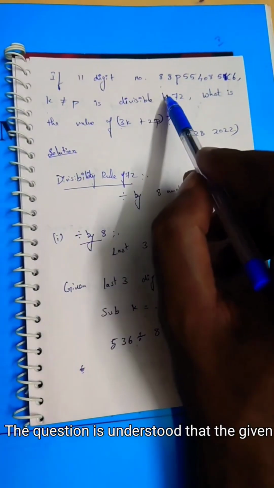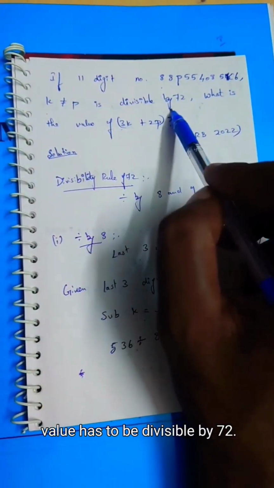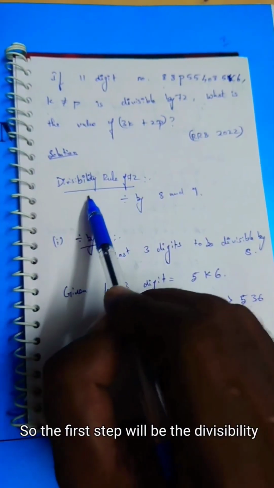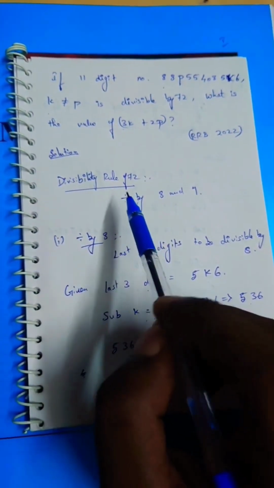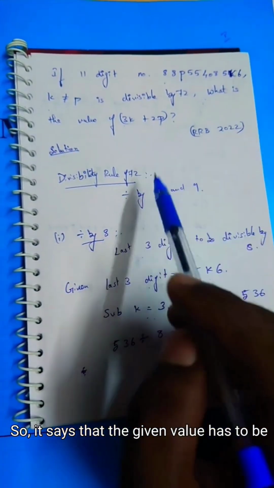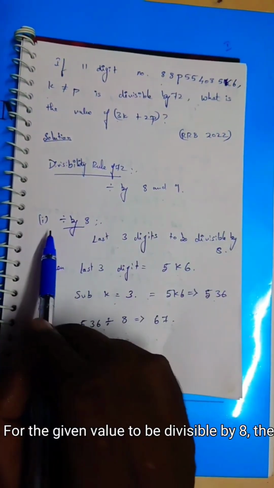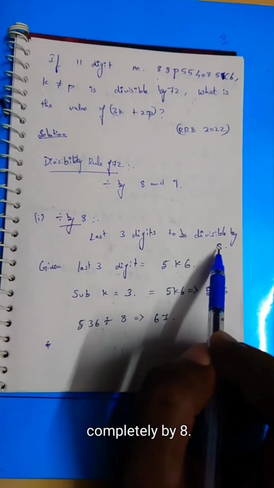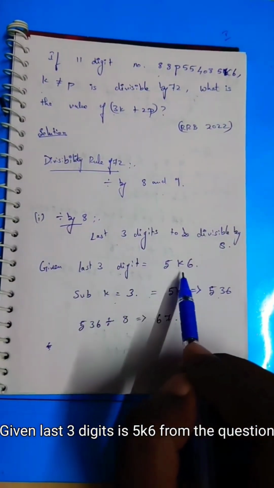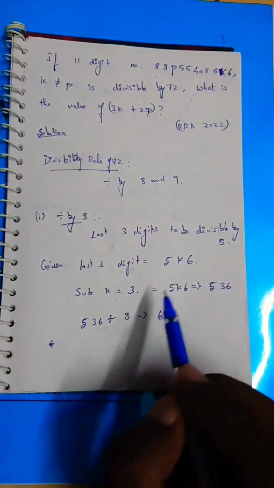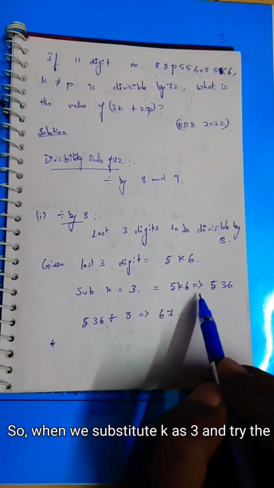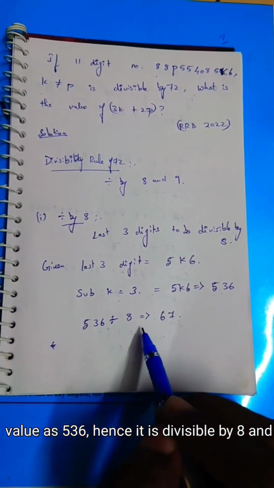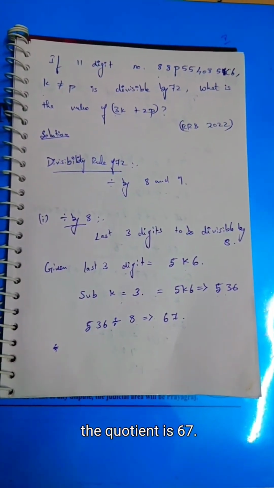From the question, it is understood that the given value has to be divisible by 72. So the first step will be the divisibility rule of 72. It says that the given value has to be divisible by both 8 and 9. For the given value to be divisible by 8, the rule says the last 3 digits have to be divisible completely by 8. The given last 3 digits are 5k6 from the question. So when we substitute k as 3 and try the value as 536, it is divisible by 8 and the quotient is 67, remainder 6.